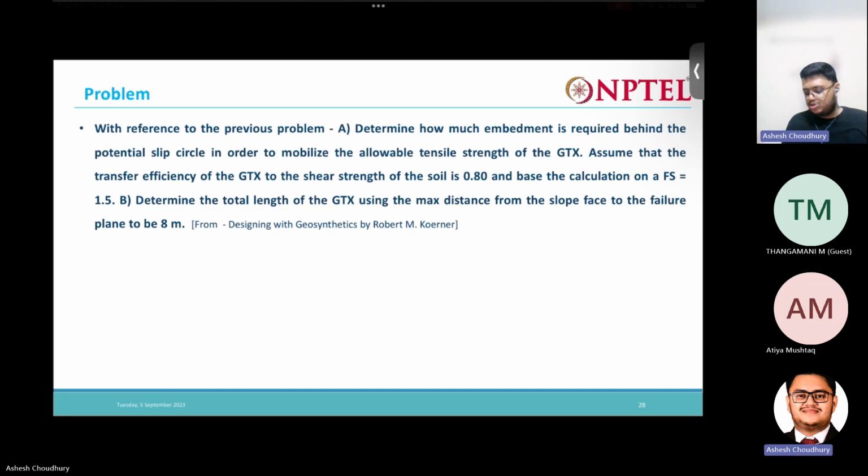Now with reference to the previous problem, determine how much embedment is required behind the potential slip surface in order to mobilize the allowable tensile strength of the geotextile. Assume that the transfer efficiency of the geotextile to the shear strength of the soil is 0.8 and the factor of safety is 1.5. Determine the total length of geotextile using Excel. Let us see one by one.